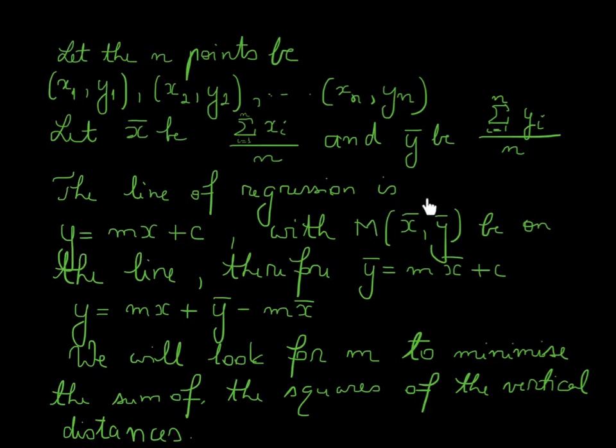We know that the point of coordinates x bar, y bar is on the line, so y bar must be mx bar plus c, and this gives us the opportunity to find c and replace it in the equation. So this is the equation that we need to find with the parameter m. So we need to find m such that the sum of the squares of the vertical distances is minimum.